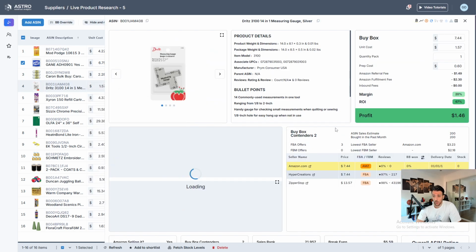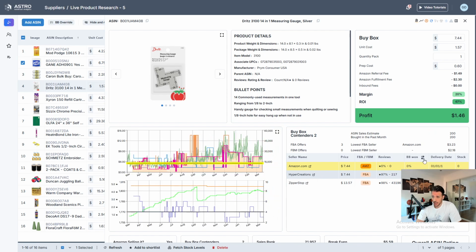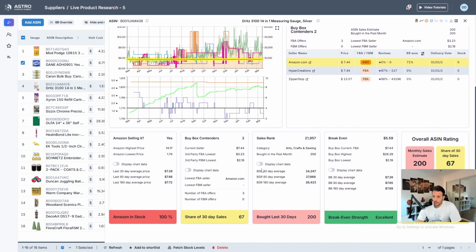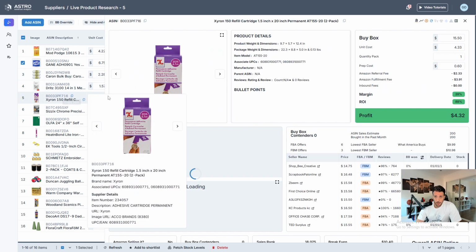So let's just check out some of the data points here. Okay, so a lot of Amazon on this listing. Yeah, we'll avoid it for the same reasons as I avoided that first one. Let's go to the fifth one. Very high profit. Let's go check it out.